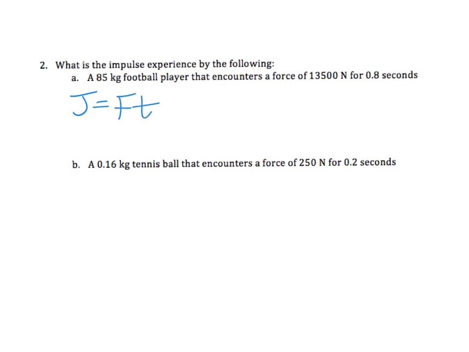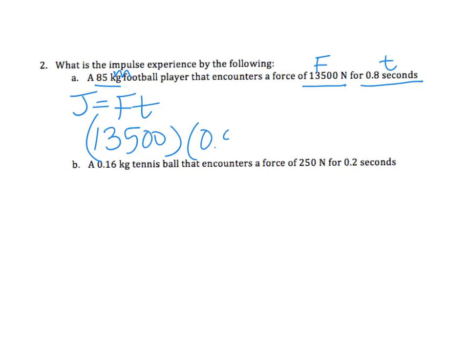In A, we have an 85 kilogram football player that encounters a force of 13,500 newtons for 0.8 seconds. So we're given mass, we're given force, and we're given time. For our formula, we're only dealing with force and time, so we don't need the mass at all. We're going to plug in the 13,500 newtons for the force, and then our time of 0.8 seconds.